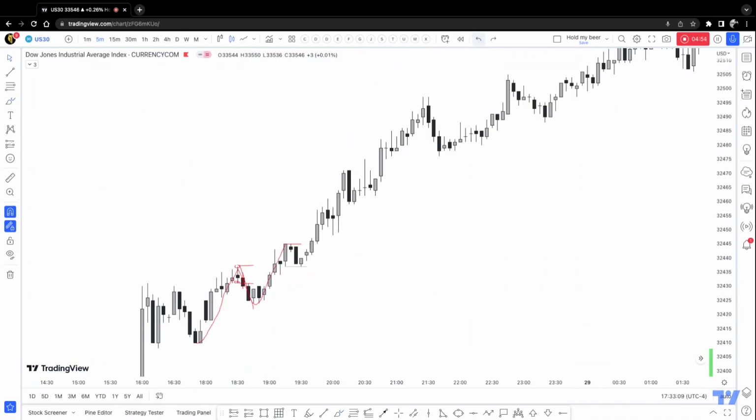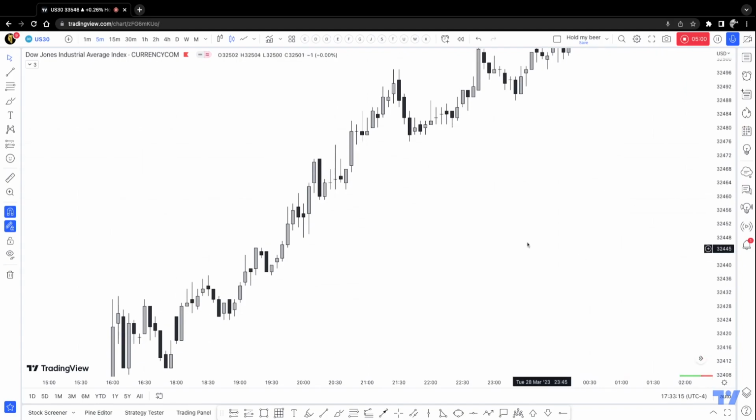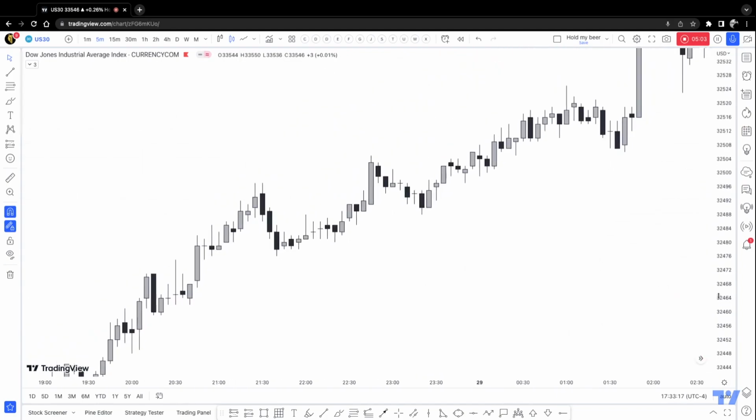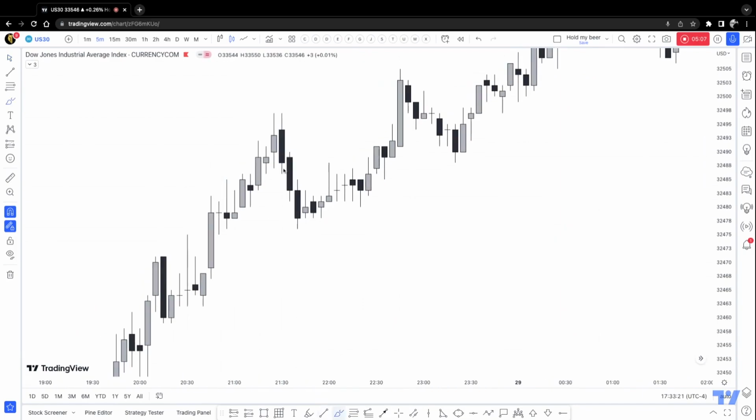Let me clean some of the stuff. All right, continue. For example, here, you see that the market pushes up. We see another big impulse right here. We do have a little correction and then it pushes up again.